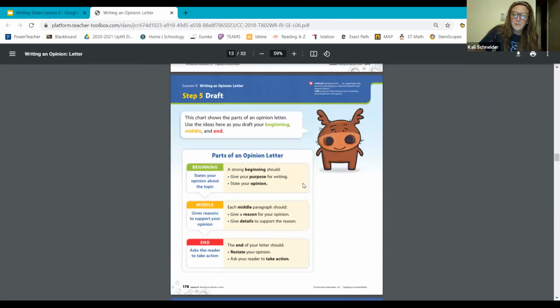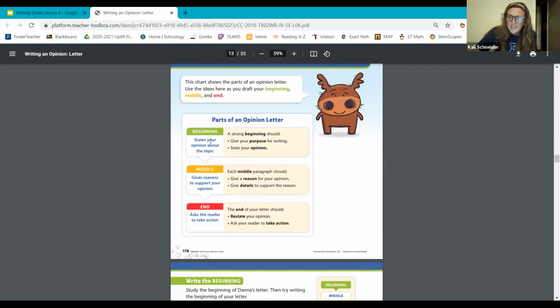So please turn to page 178 so we can break down the parts of our opinion letter. So for today, we're going to begin by reviewing the 3 main parts of an opinion letter, which is the beginning, middle, and an end. So we're going to go ahead, and it says, this chart shows the parts of an opinion letter. Use the ideas here as you draft your beginning, your middle, and end. So let's break down the parts of an opinion letter.